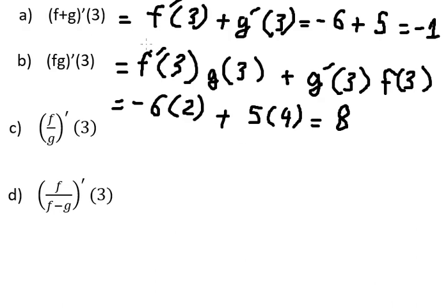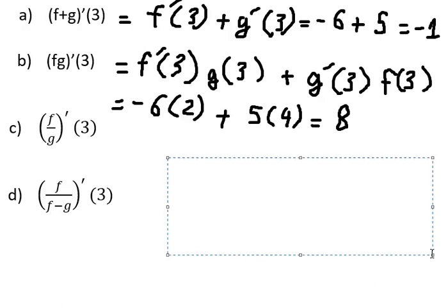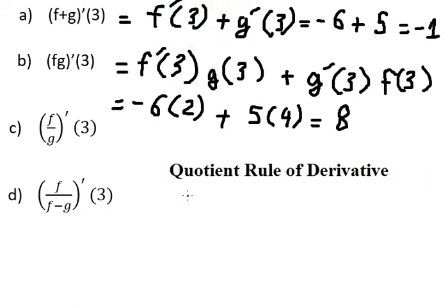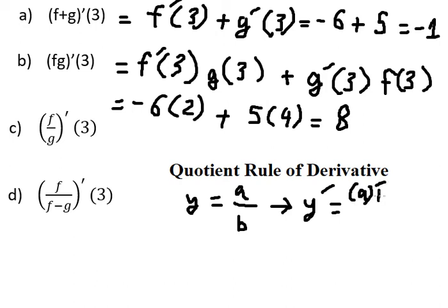Question C. We can apply the quotient rule of derivative. Let's say we have y equals a over b. So if we do first derivative, that should be like this. Now we can apply the formula in here.